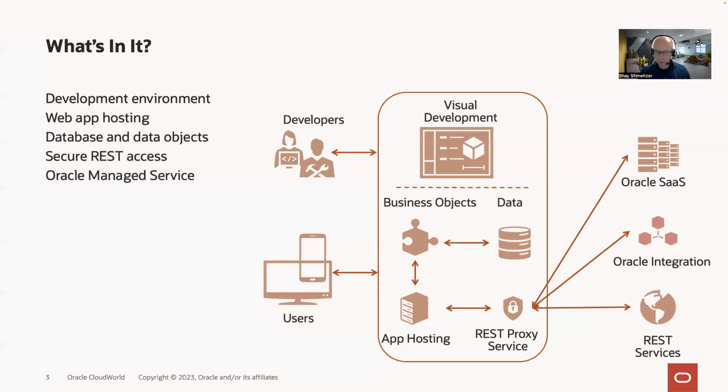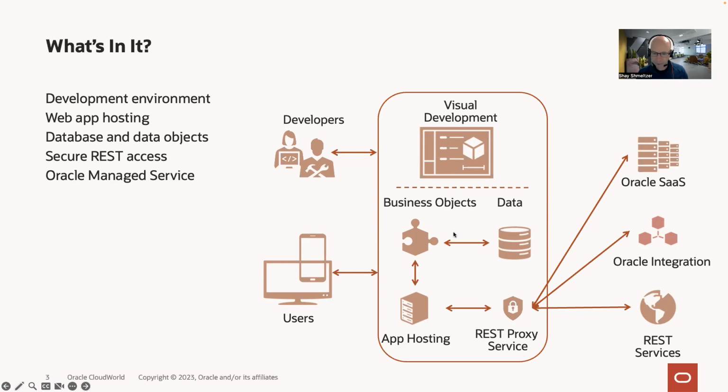So, what do you get with Visual Builder? What is in it? When you spin up an instance of a Visual Builder cloud service, what you get is basically this box that you see here in the middle. At the top, you have a visual development environment. That's basically a visual interface that allows you to create and develop the application. That's what developers are going to use to create the application.